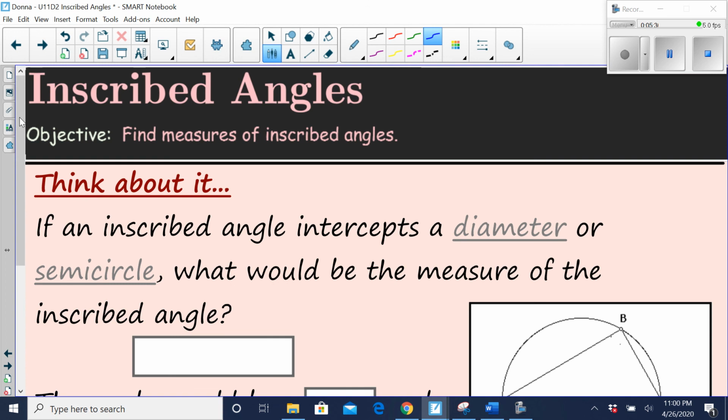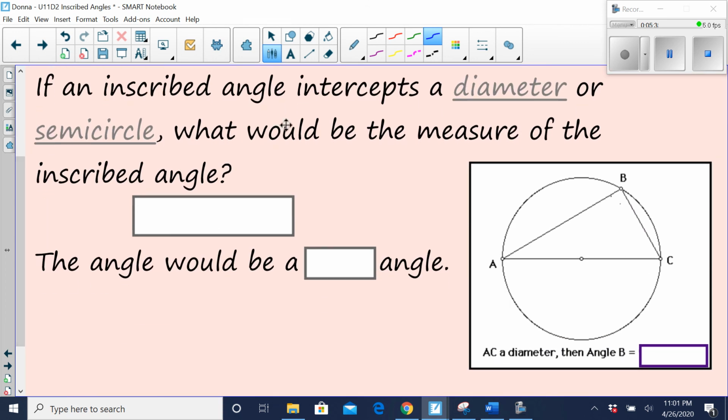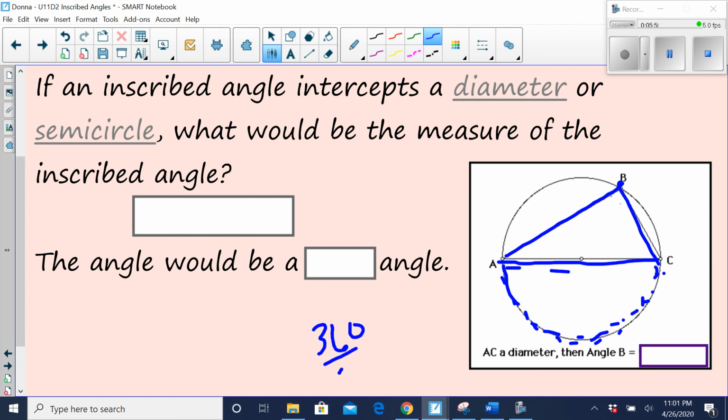Okay. Next one, it says, think about it. If an inscribed angle intercepts a diameter or a semicircle, what would be the measure of the inscribed angle? Okay, so the diameter of the circle stretches all the way across. What it's saying is, what happens if this angle intercepts the diameter? Well, what is half of my circle? What's the measure of half a circle? Well, if I take 360 and divide by 2, that means half of the circle is 180 degrees. This arc right here is 180.